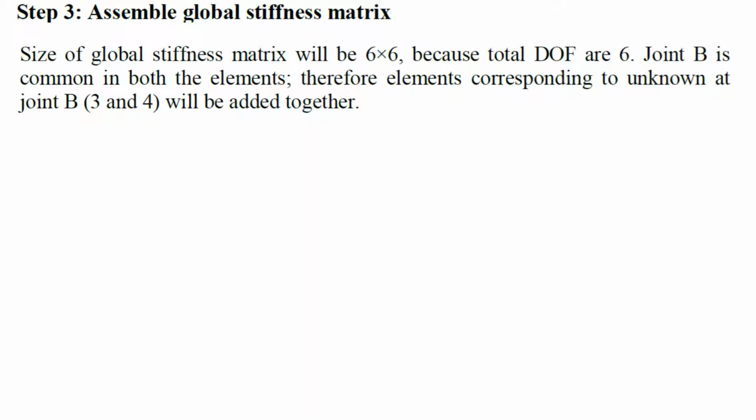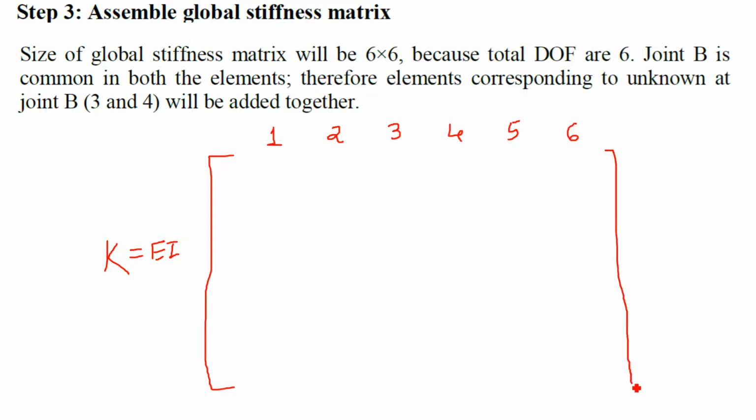We know that the global stiffness matrix is of order 6 by 6. What does 6 by 6 mean? First you have to draw one matrix, taking EI outside, of order 6 by 6. On the top of this 6 by 6 you write down the corresponding displacements. So these are the total degrees of freedom in the given beam, 1 to 6. Then on the rows also you write them down, to understand how to assemble the stiffness matrix. So this is 6 by 6.